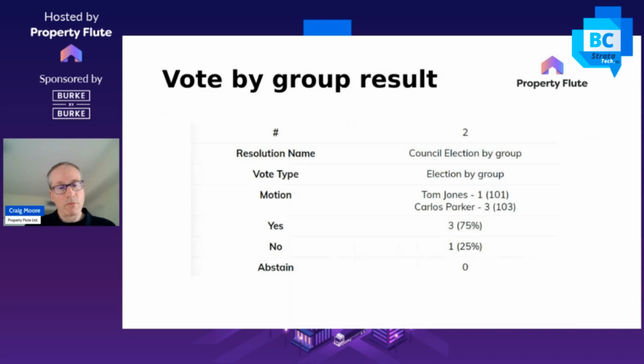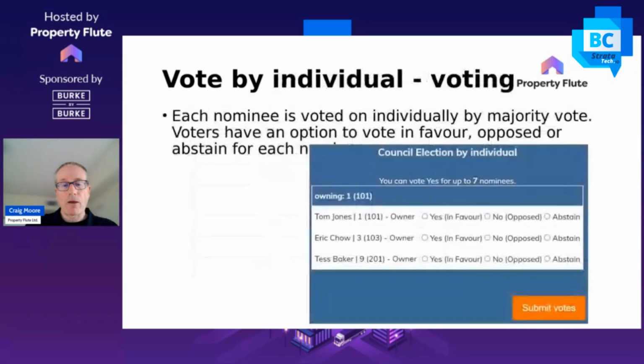And the results are fairly straightforward and everyone's happy. Now, second type, individual voting, so you're voting in each person one at a time. It gives you an opportunity to vote yes, no, or abstain for each individual person. So that can present a variety of results.